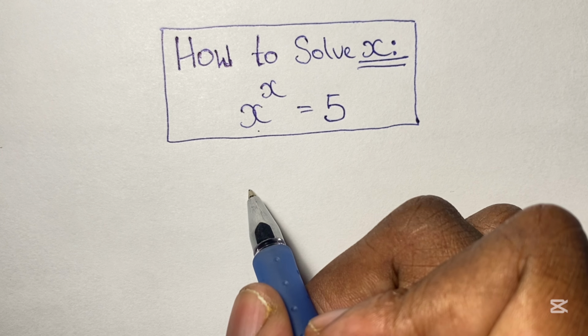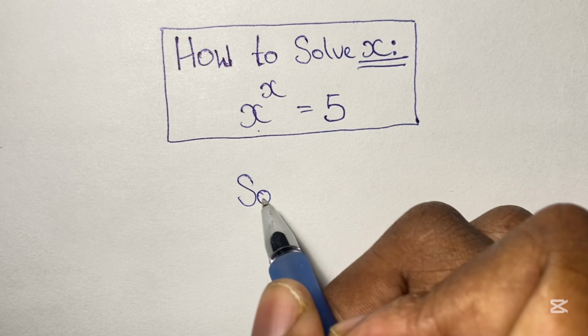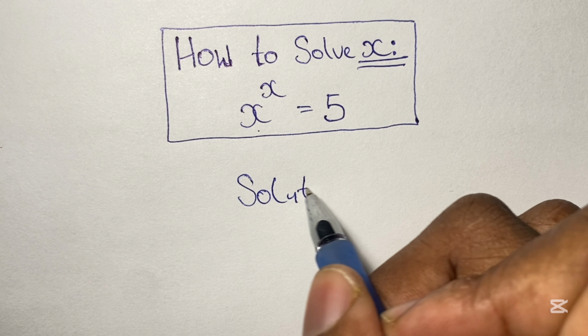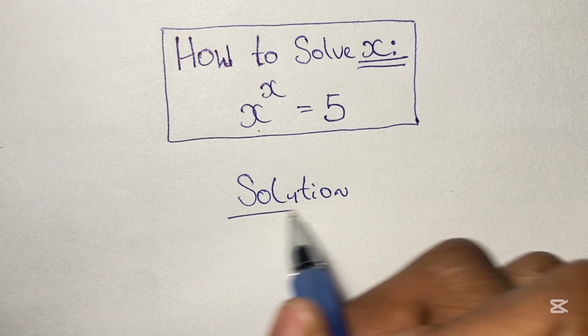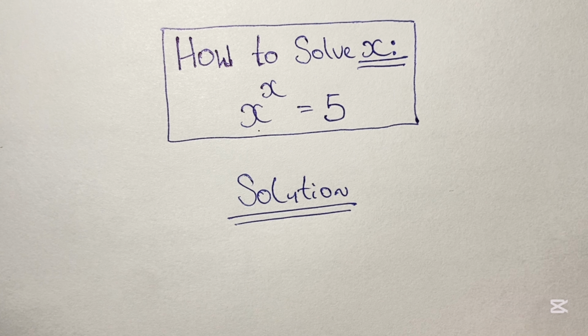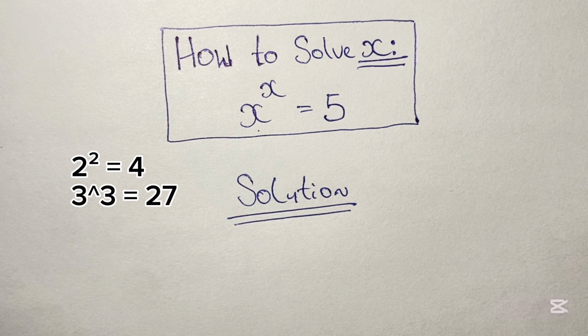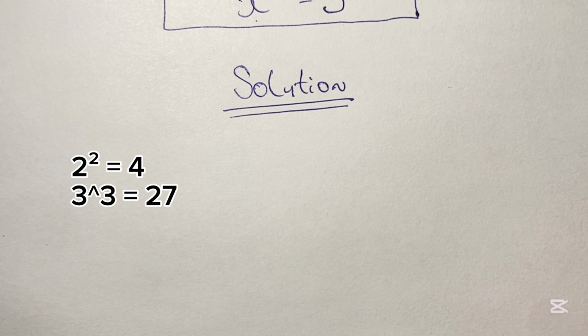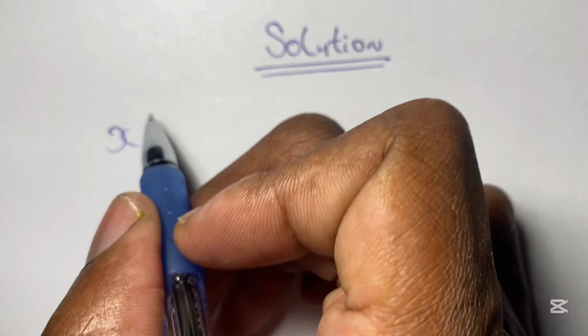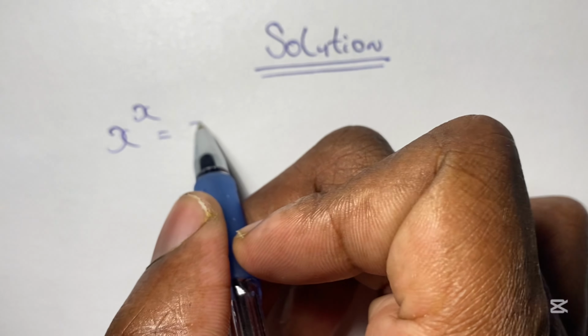Now I also want to share that for these types of equations, they are not usually solvable by normal algebraic methods. However, just by looking at our equation, we can already arrive at our solution. Given that 2 squared equals 4 and 3 cubed equals 27, it's obvious that our solution for x is 2 point something. Let us look at how to solve our equation.